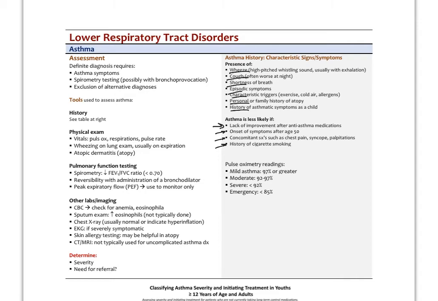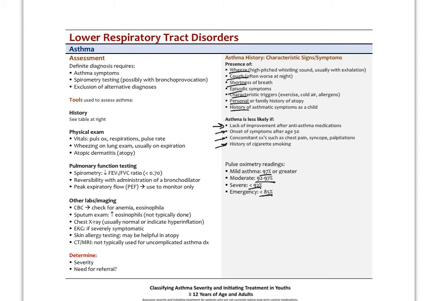Now, we can use pulse oximetry readings also to help us. Mild asthma is going to be 97% or higher. Moderate would be 92 to 97%. Severe is less than 92%. And again, the emergency is under 85.